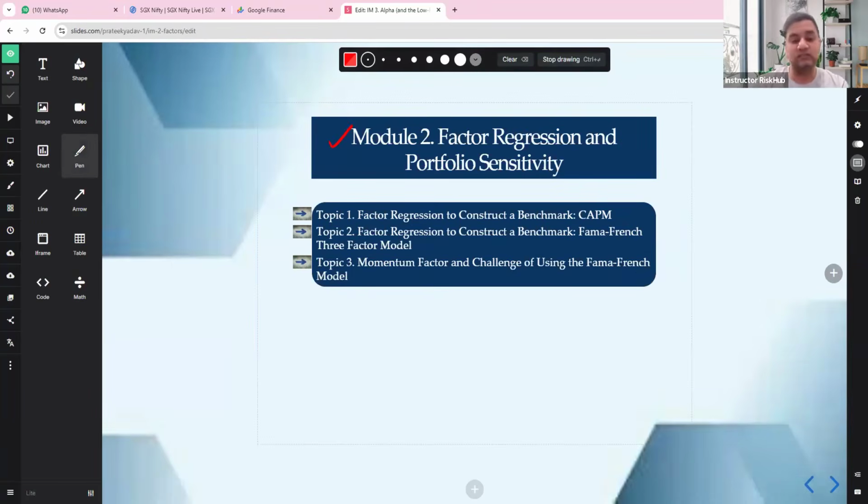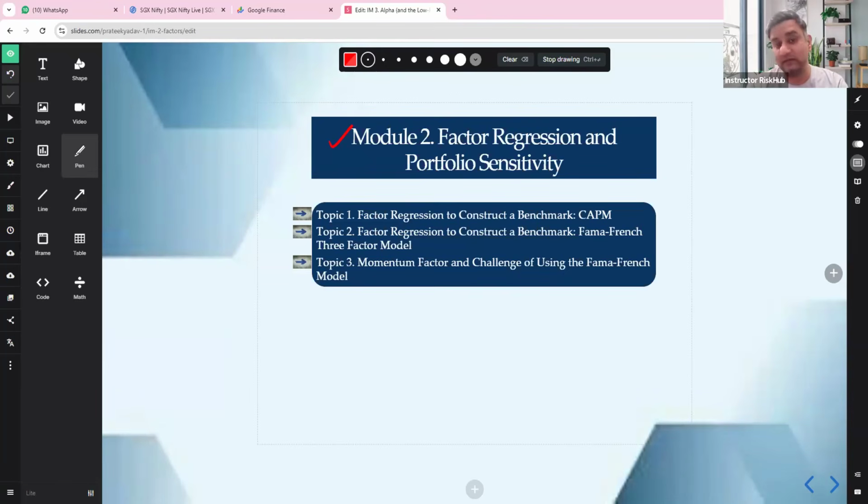You're moving from your simple CAPM world, which had one factor, to a multi-factor model, which was more realistic. So topics here are CAPM regression, which is single factor, Fama-French, which is multi-factor, momentum plus model limitations. The big FRM idea here is returns equal alpha plus factor exposure plus noise. So instead of saying the manager generated alpha, we ask, is this alpha or just your exposures to known factors?